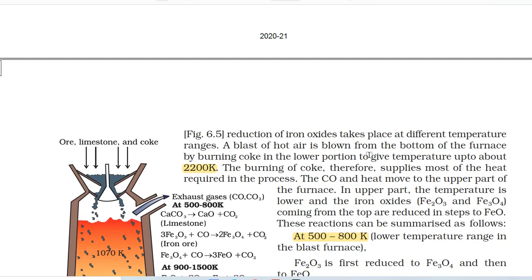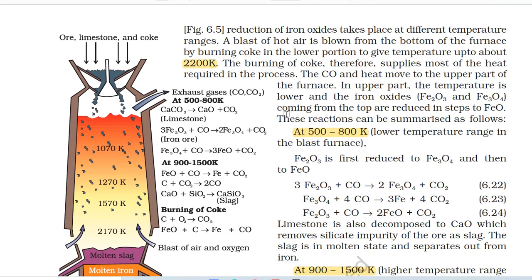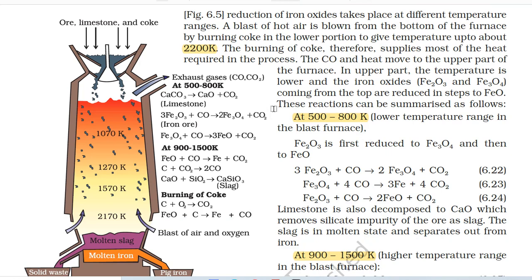In the blast furnace, in figure 6.5, reduction of iron oxide takes place at different temperature ranges. A blast of hot air is blown from the bottom of the furnace by burning coke in the lower portion to give temperature up to about 2200 Kelvin. The burning of coke therefore supplies most of the heat required in the process. The carbon monoxide and heat move to the upper part of the furnace.